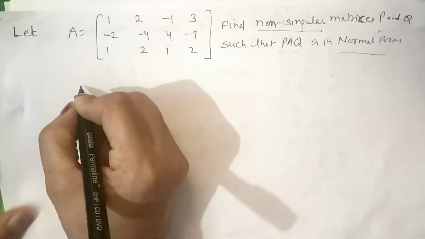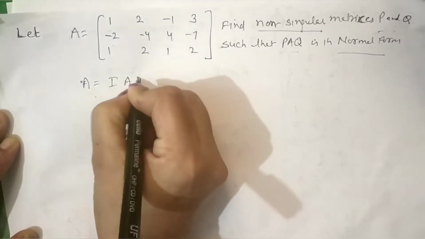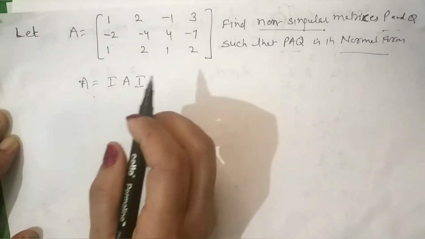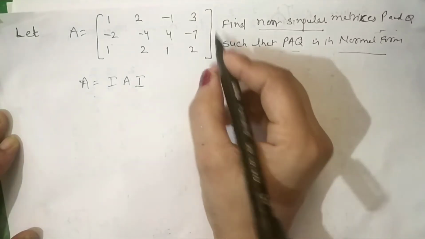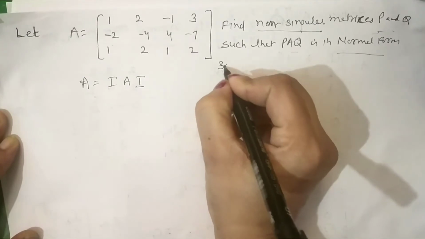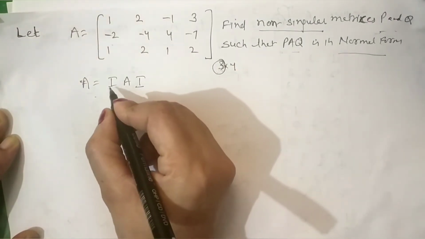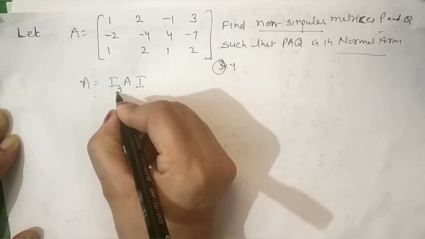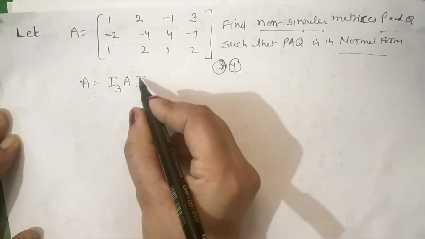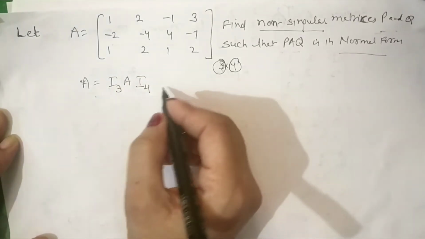So how to do this question? First of all, you have to write A as I A I, because the identity matrix when multiplied with A does not change it. It will be A only. Now we have to see how many rows and columns there are. In this matrix, you can see 3 rows and 4 columns. So according to the number of rows, the order of this identity matrix will be 3, and according to the columns, which are 4, the identity matrix here will have the order 4. This is very important to remember. We have to select it this way.